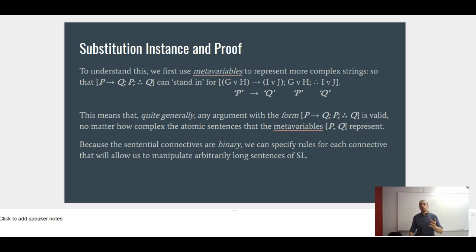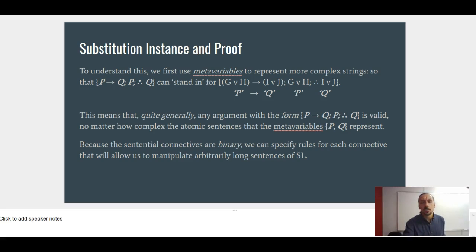So, how do substitution instances work? Well, let's use metavariables again. We're going to use them to represent more complex strings. So, this is an idea we should be familiar with. Take the familiar schema, if P then Q, P therefore Q. Now, we know that's a valid argument. There's no way we can have true premises and a false conclusion. But if P then Q, P therefore Q can also stand in for any case where what we have is a conditional, the antecedent of that conditional, and then the consequent as a conclusion.